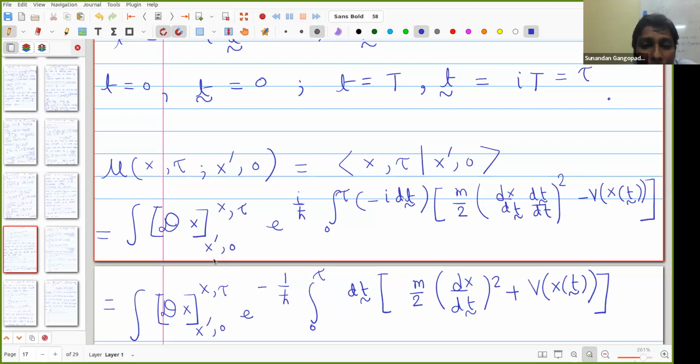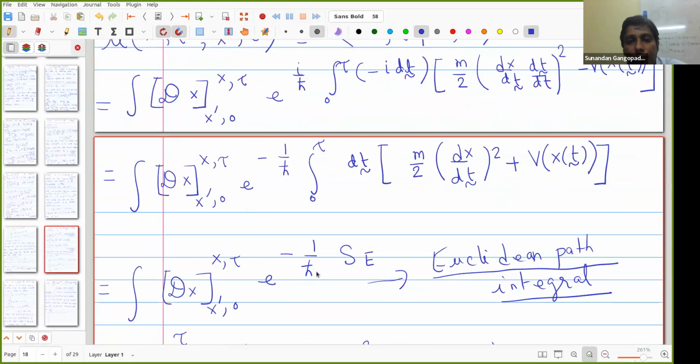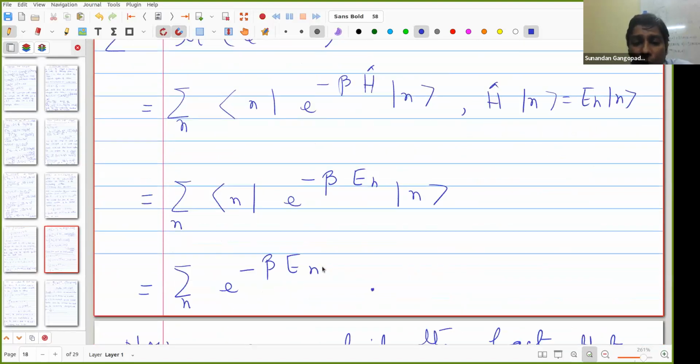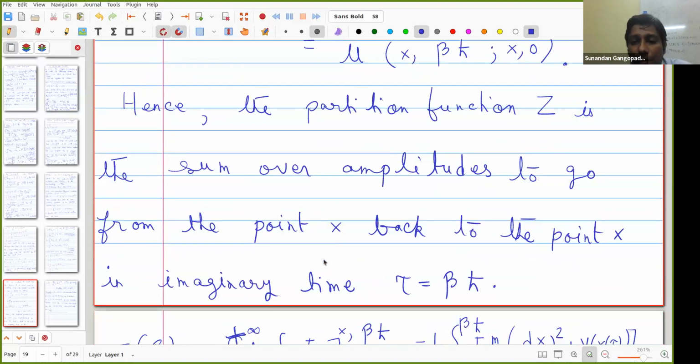So these initial conditions, that is why I keep on mentioning that this is very important. This writing of the lower limit and the upper limit in a path integral is very important. Now this x prime becomes x comma 0, and this becomes x comma beta h bar. So this is very important. So now the interpretation comes readily.